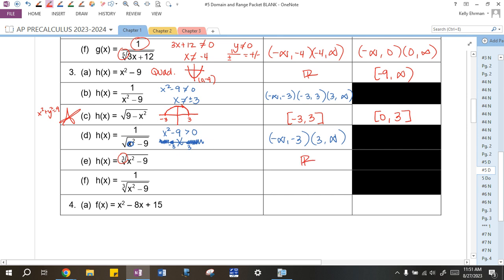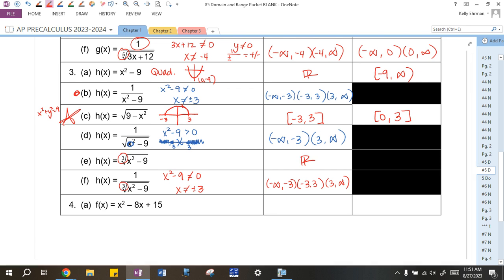And then what about 1 over the cube root of x squared minus 9? If it's an odd root, I don't need x squared minus 9 to be positive. I just have to make sure x squared minus 9 is not equal to 0. So that means x cannot equal plus or minus 3, but it can be anything else. So this is going to look like b. We can go from negative infinity to -3, anything between -3 and 3, and anything from 3 to infinity. Okay, I wouldn't give you a range question for that.